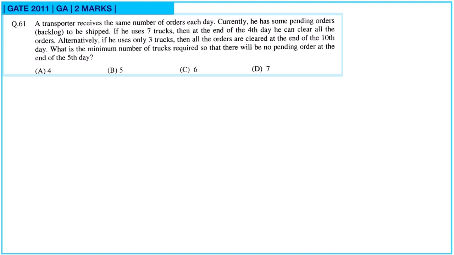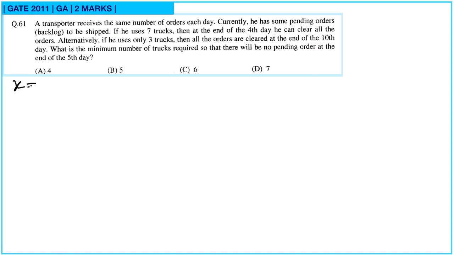Question number 61. A transporter receives the same number of orders each day. Currently he has some pending orders to be shipped. If he uses 7 trucks, then at the end of 4th day he can clear all the orders. Alternatively, if he uses 3 trucks, then all the orders are cleared at the end of 10th day. What is the minimum number of trucks required so that there will be no pending order at the end of 5th day?